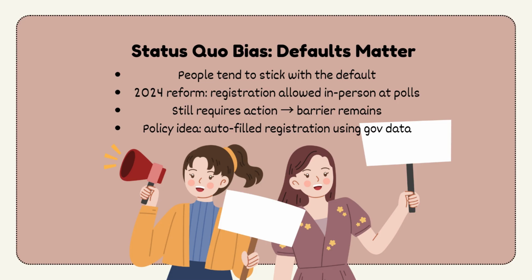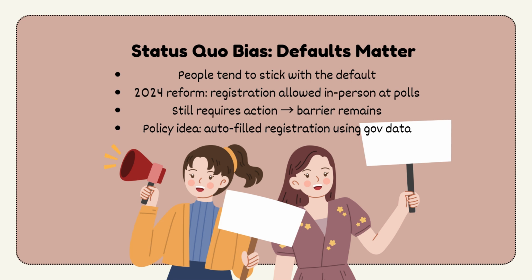Let's apply status quo bias, our tendency to stick with the default. In Saskatchewan, voters must actively register or update their info, which introduces friction. So, even though Election Saskatchewan piloted in-place registration during voting week in 2024, many people didn't know about it or assumed it was complicated.